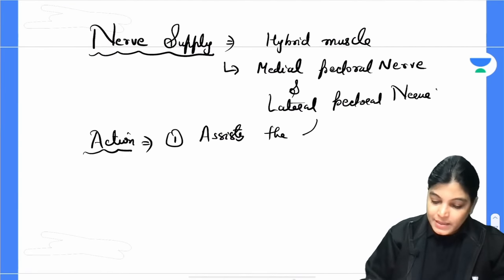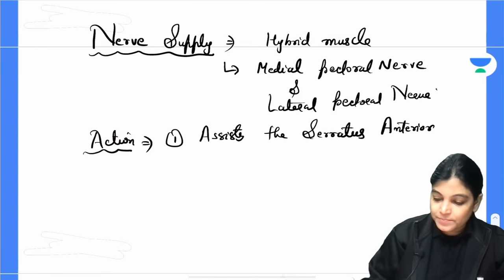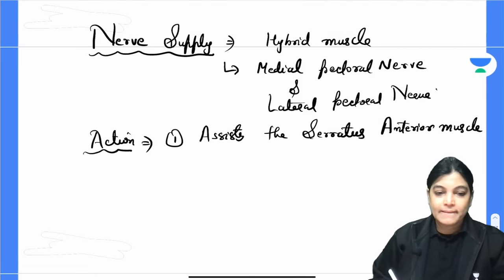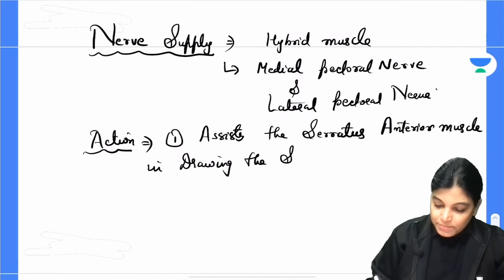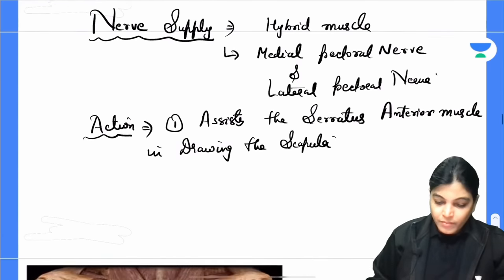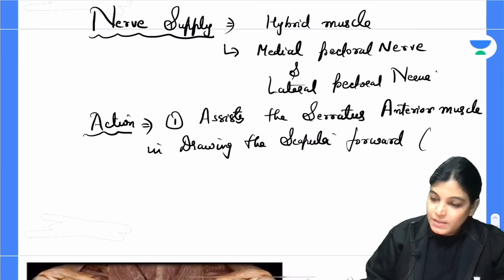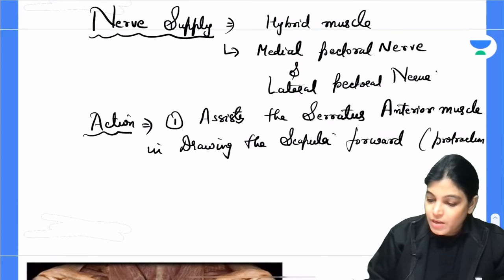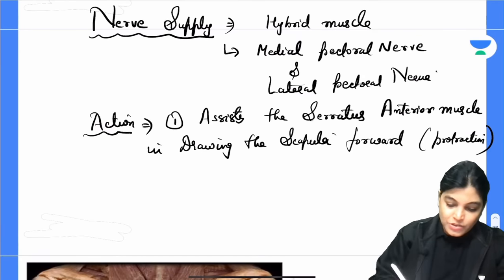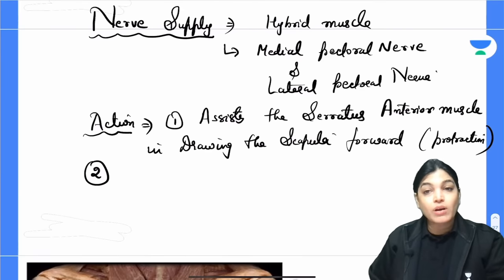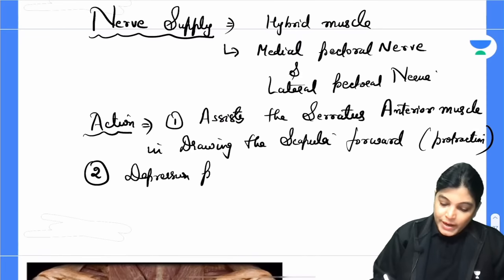So the first action is that it assists the serratus anterior muscle in drawing the scapula forward. That means which action? Protraction. When the scapula is pulled forward, that is called protraction. The second action is that it also depresses the point of the shoulder. It causes depression of the point of the shoulder.